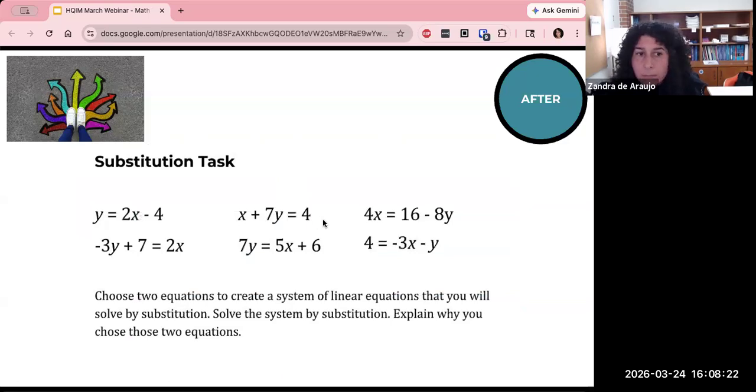So for this one, say a student already solved it. What strategy led you to picking those two equations? Or did you graph? Did you use a tool? Could you have solved it a different way? Could you have picked two different equations? There's lots of questions you can ask afterwards rather than just, what did you get for the point of intersection, or what solution did you get?